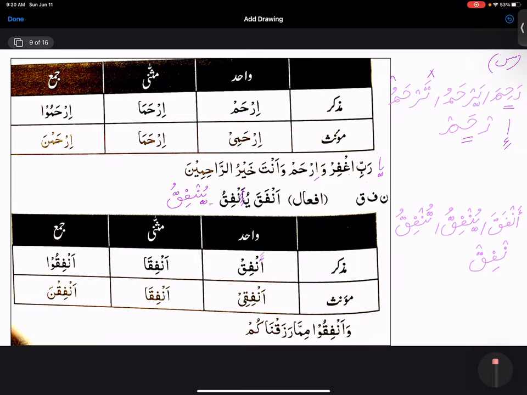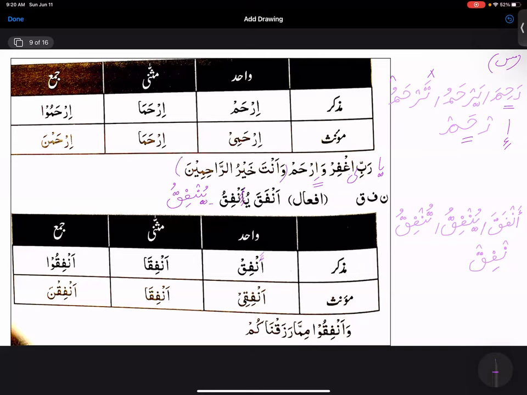How are we going to label it? Rabbi is... Failu Talab. Failuhu. Anta. And then again, wa irham. And we are not going to say wa irham, but we are going to say warham. But as a student, we should know actually it is irham. So, Rabbi ghfir warham. Again, warham, same. We're going to say failu talab, failuhu anta. Wa anta. And then wa anta khairu rahimin.